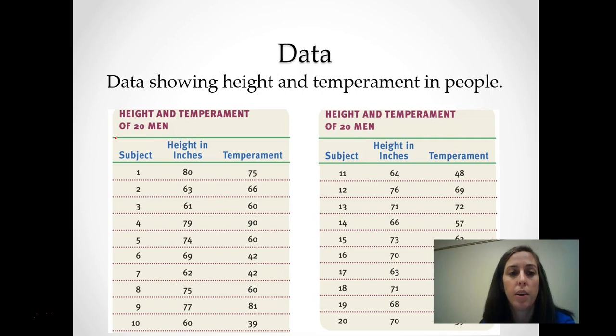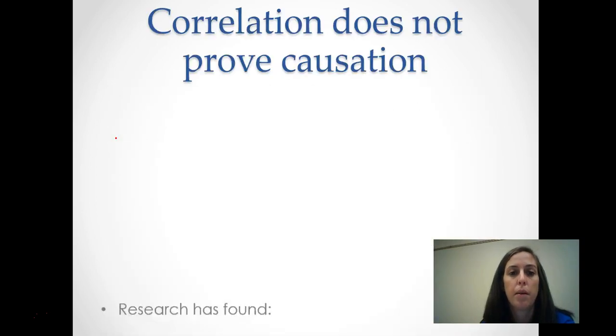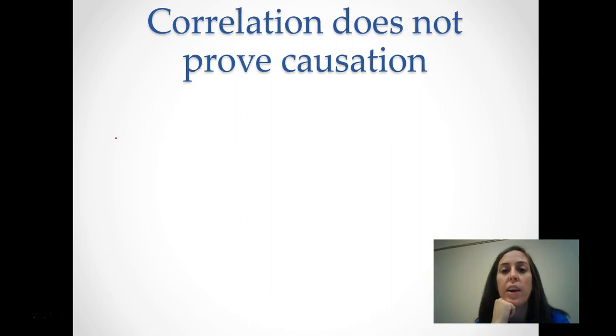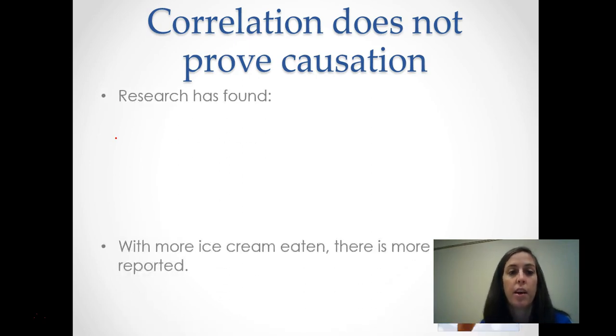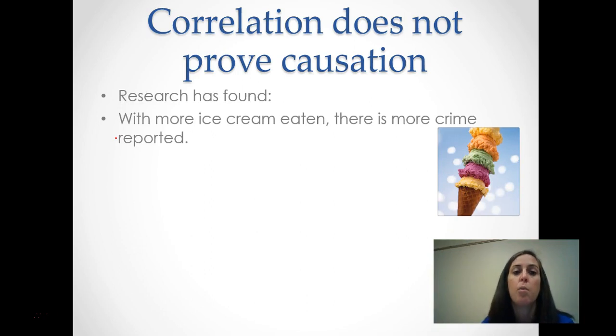Scatter, I don't want to talk about that right now. Okay, this is huge. Correlation does not prove causation. Just because two things are related doesn't mean that one causes the other. So for example, research has found with more ice cream eaten, there's more crime reported. This is true. More ice cream eaten, there's more crime reported. So just because there's a correlation, you can't say that ice cream causes crime. Correlation does not prove causation.